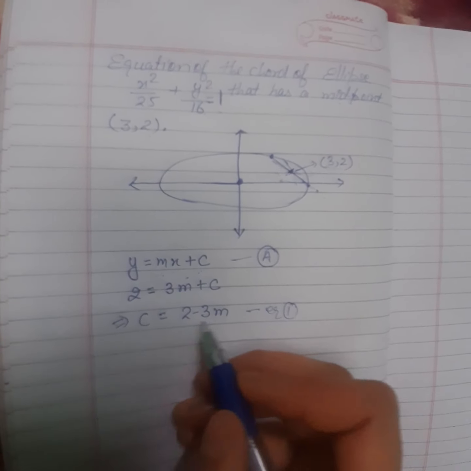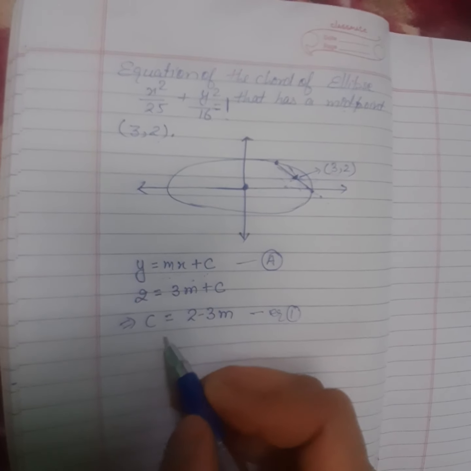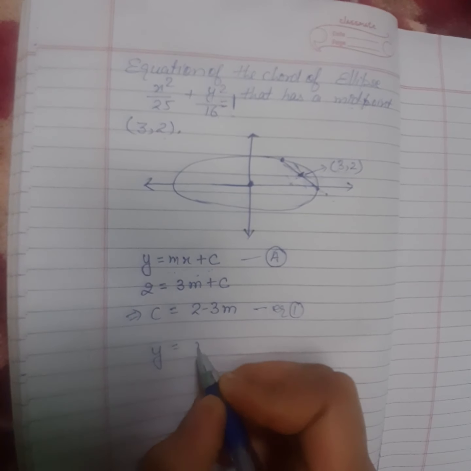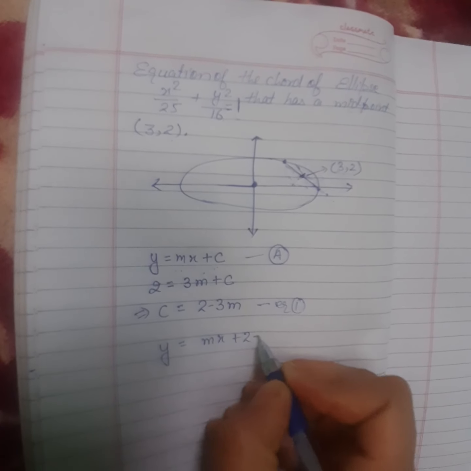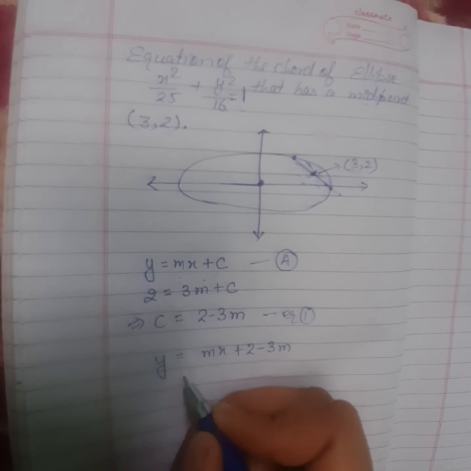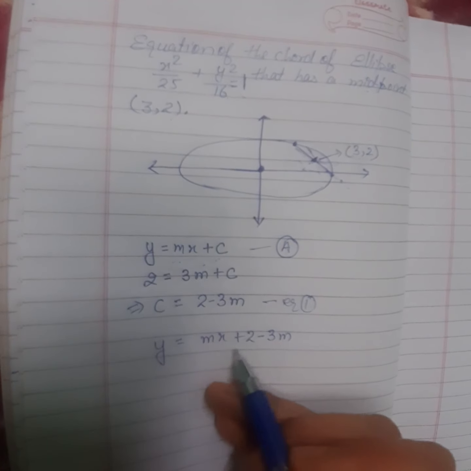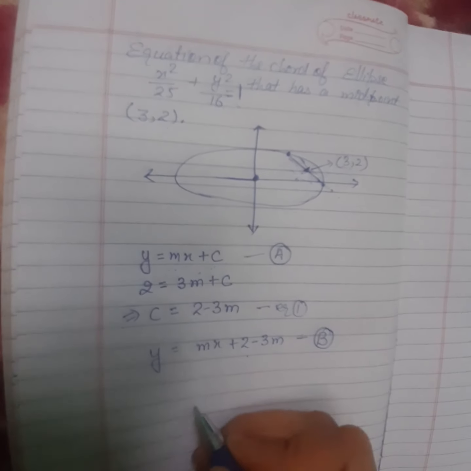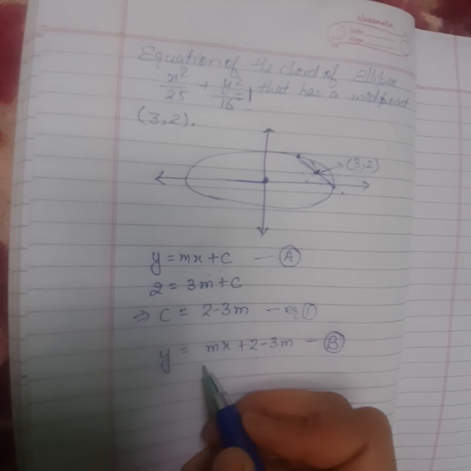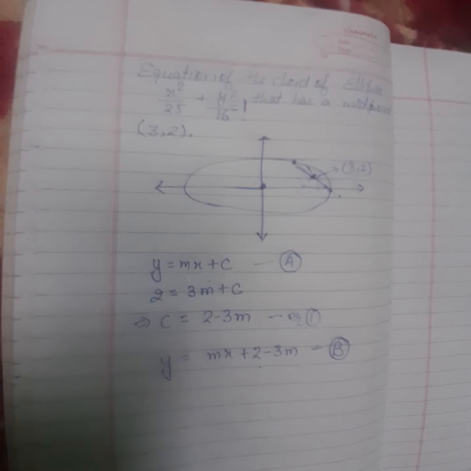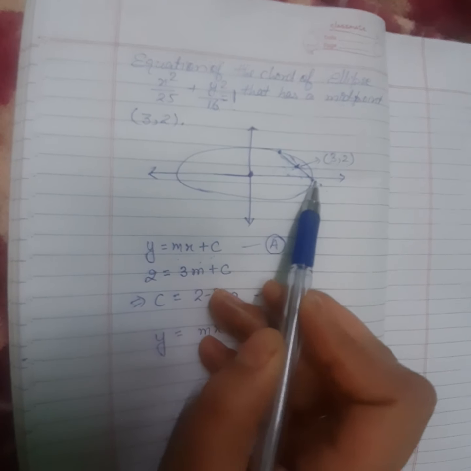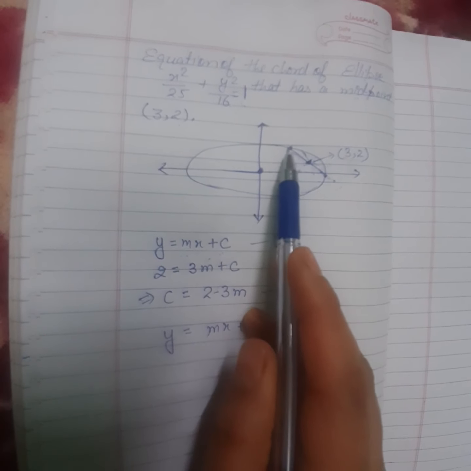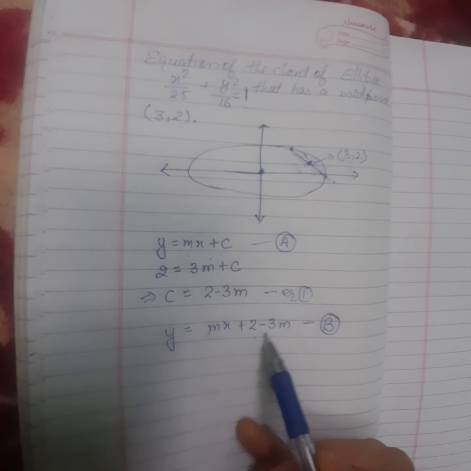This is termed as equation 1. Now substituting this value in the equation, the equation of the line becomes y = mx + 2 minus 3m. Now all the points lying on this line must satisfy this equation. So this is the reformed equation of the line. In fact, these 2 points here must satisfy this equation. So if the x coordinate of this point is x, then the y coordinate should be this.